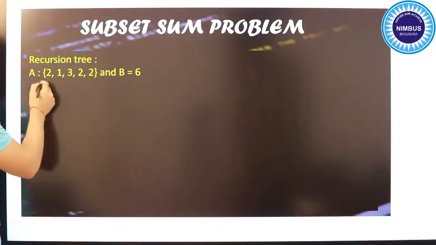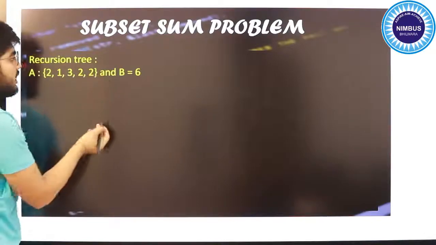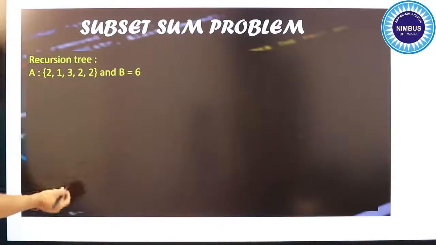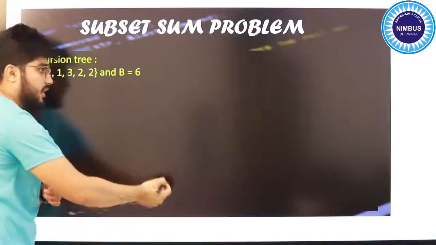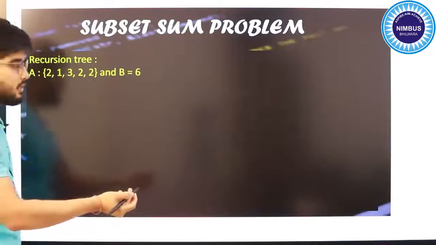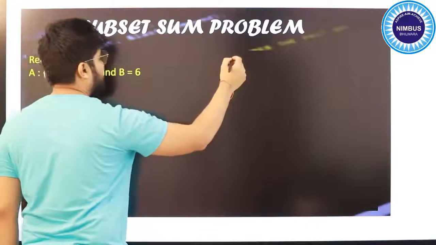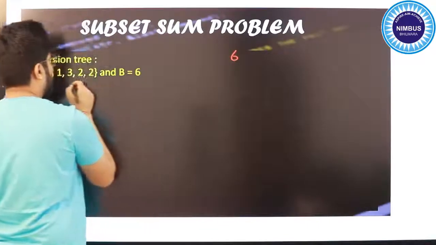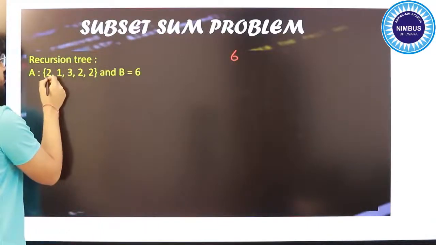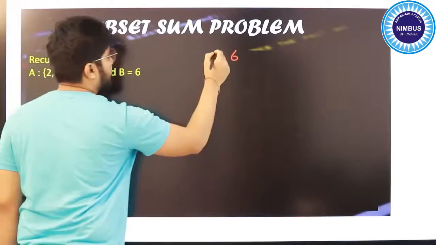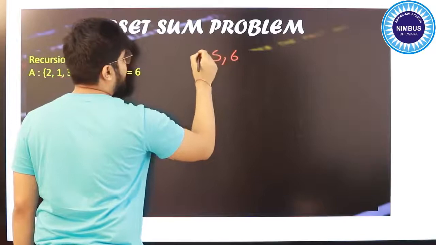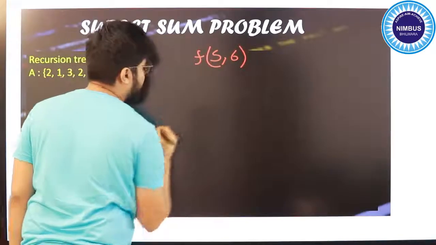Suppose your A consists of elements 2, 1, 3, 2, 2 and you have to find the sum 6. So right now what is your current sum? It's basically 6 that you want to find, and you are on which number of element? So it's 1, 2, 3, 4, 5. Okay, so you're on the 5th element. So right now you're on the 5th element and you want to find the sum 6.